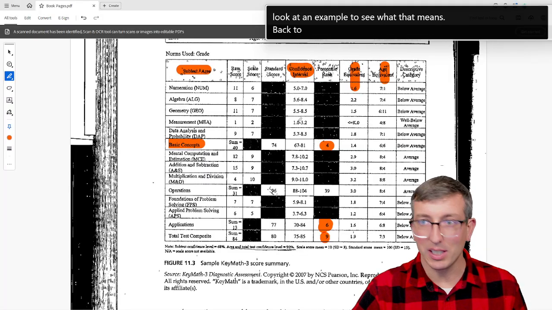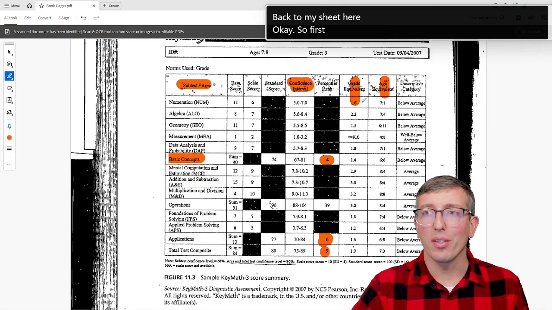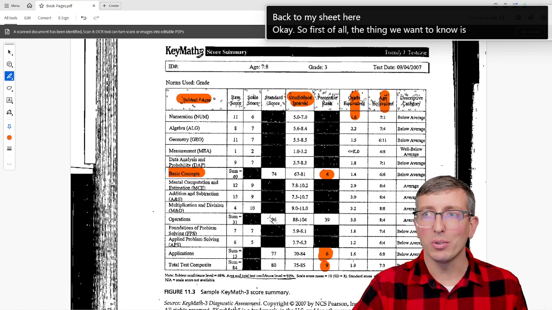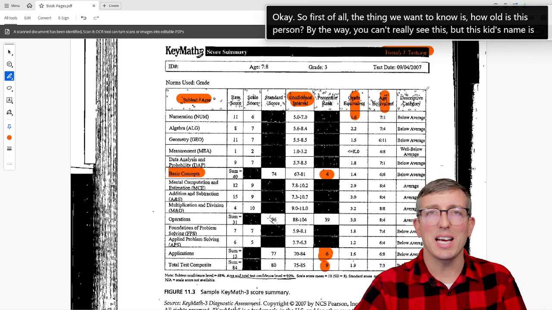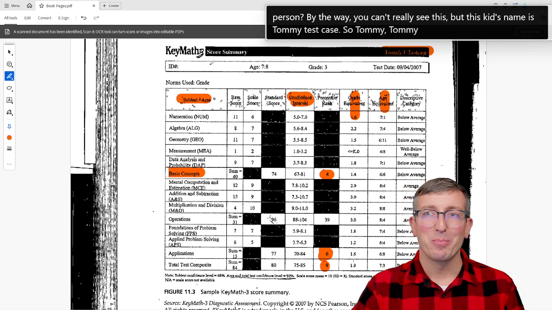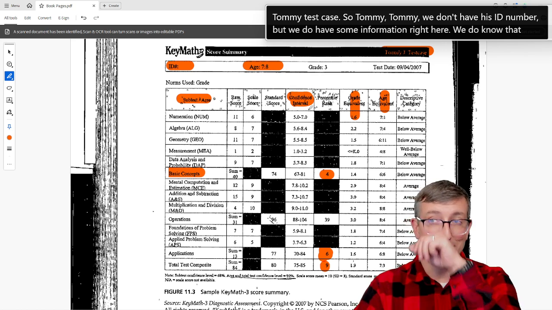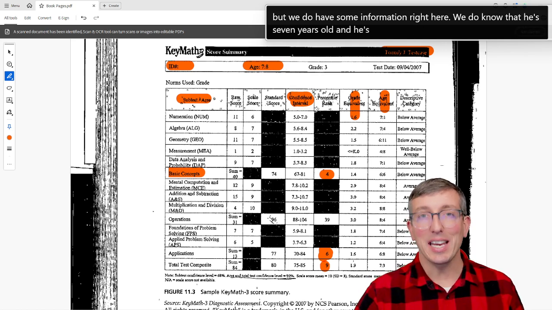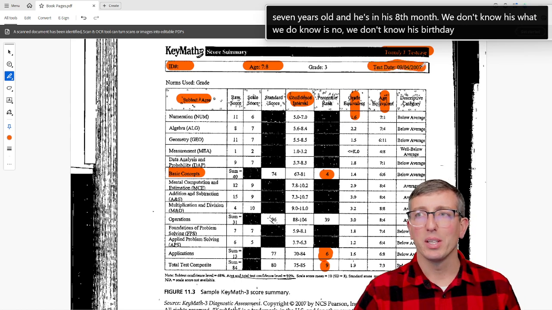Back to my sheet here. Okay, so first of all, the thing we want to know is, how old is this person? By the way, you can't really see this, but this kid's name is Tommy Test Case. So Tommy, we don't have his ID number, but we do have some information right here. We do know that he's 7 years old and he's in his 8th month. We don't know his birthday, but we don't really need to know his birthday.